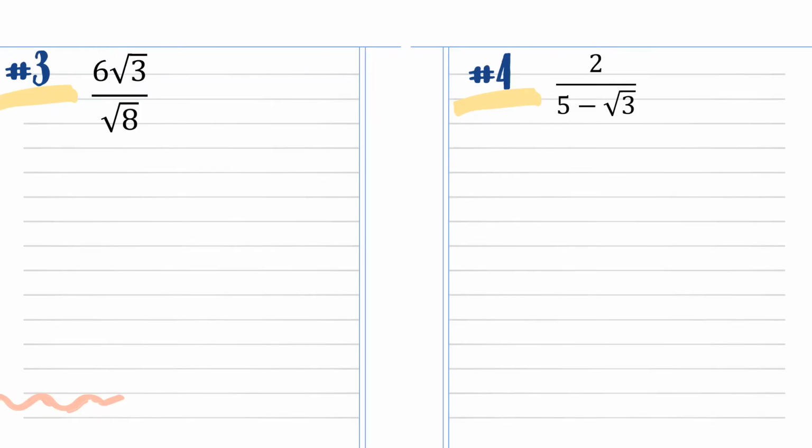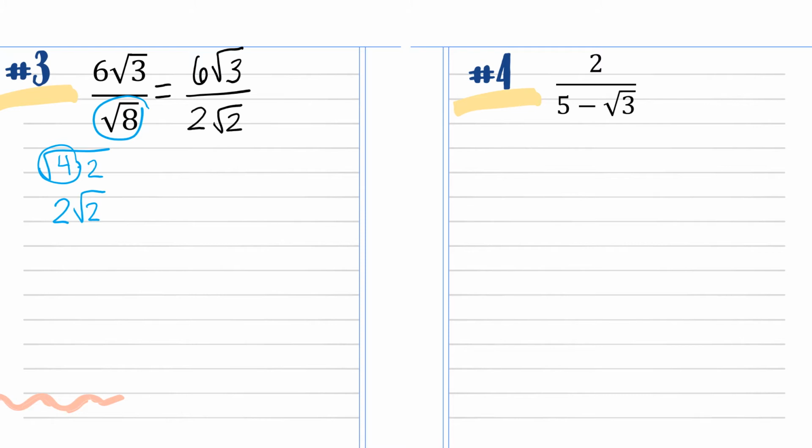Okay, for number 3, we want to simplify 6 times the square root of 3 over the square root of 8. Right off the bat, I notice that the square root of 8 is something that I can reduce. We can write the square root of 8 as the square root of 4 times 2. The square root of 4 is just 2, and then we still have that 2 on the inside. So I'm going to rewrite my problem as 6 square root of 3 over 2 square root of 2, replacing square root of 8 with 2 root 2.